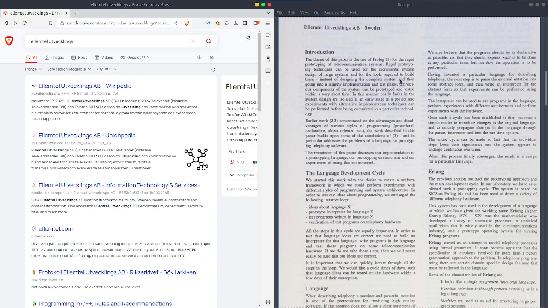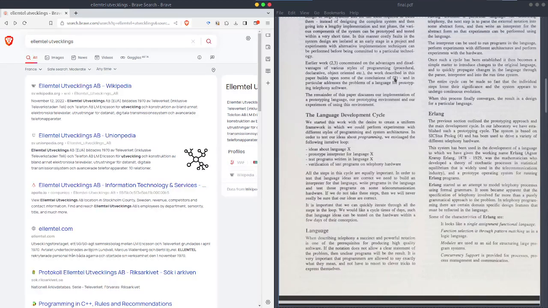So this part is really interesting because this is what we have even today with continuous integration and continuous development. The idea is to create some prototypes, modify them, deploy them, test them, and so on. Earlier work concentrated on the advantages and disadvantages of various styles of programming: procedural, declarative, object-oriented, etc. The work described in these papers builds upon some of the conclusions of three, and in particular addresses the problem of a language for prototyping telephony software.